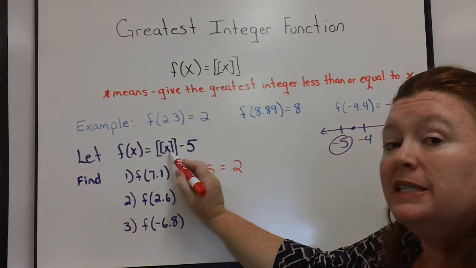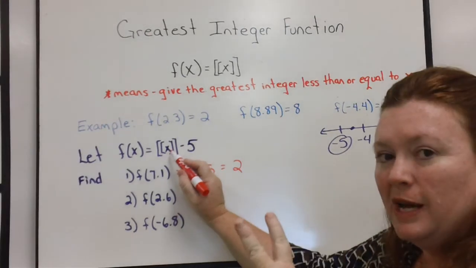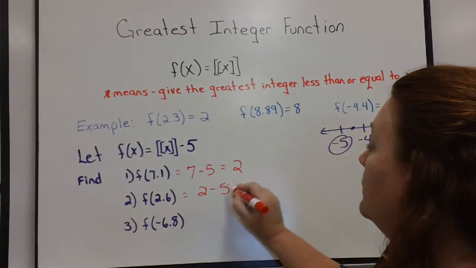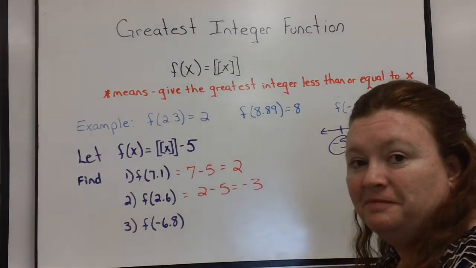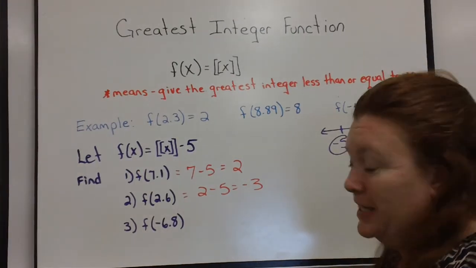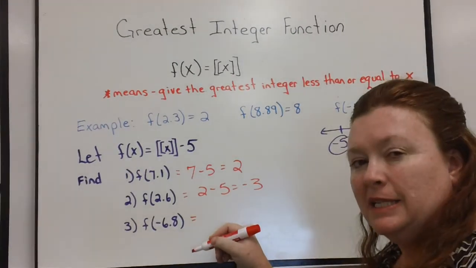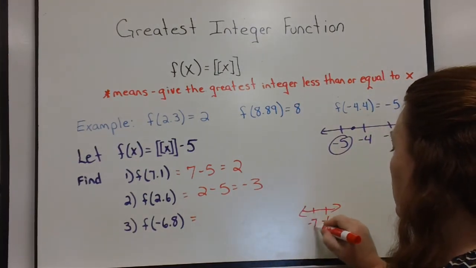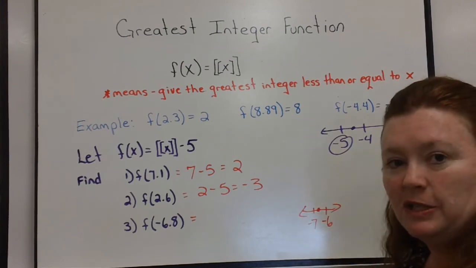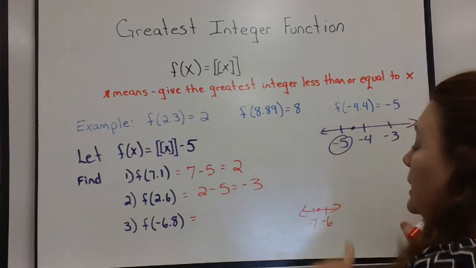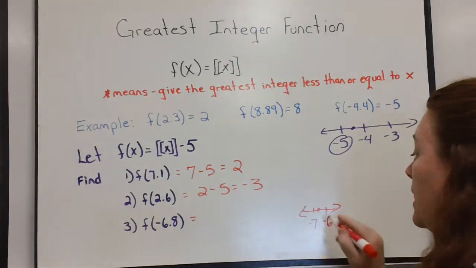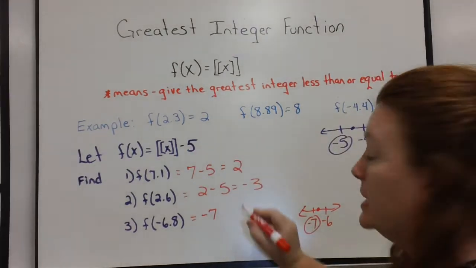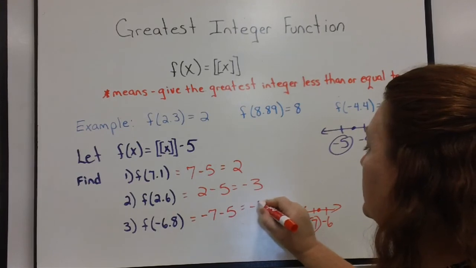Next is a 2.6. When I plug in a 2.6, I don't round up, I get 2. Greatest integer less than or equal to 2.6 is 2. When I subtract 5, though, I get -3. And here comes the one that's the trickiest. -6.8. If you need a graph, -6.8 is somewhere in between those two. The greatest integer, still less than that value, is not -6, it's -7. So it's -7, but don't forget we're subtracting 5, and I get -12.